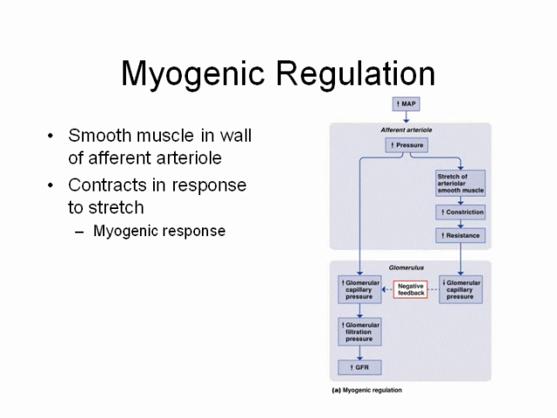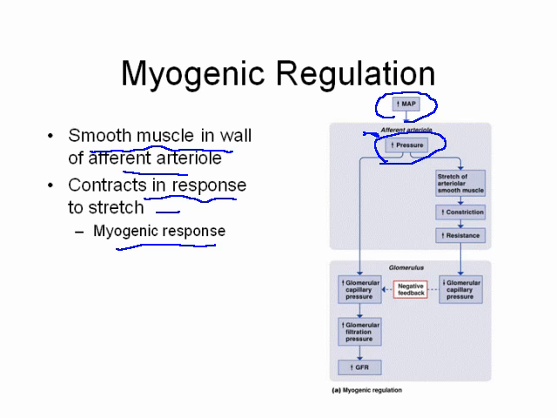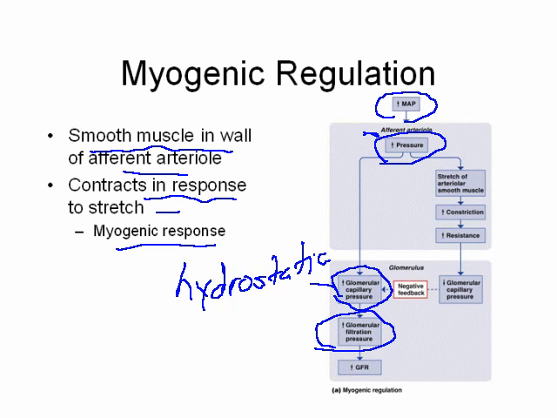So let's look at myogenic regulation. There is smooth muscle in the wall of the afferent arteriole, and it contracts in response to stretch, which is what we call the myogenic response. We talked about it back in the cardiovascular system. So here we have an increase in mean arterial pressure in the afferent arteriole. This increases the pressure within the arteriole. This is going to do several things. The immediate thing is that it's going to increase glomerular capillary pressure, which, remember, is also hydrostatic pressure. And that in turn will increase glomerular filtration pressure, which of course will increase glomerular filtration rate.